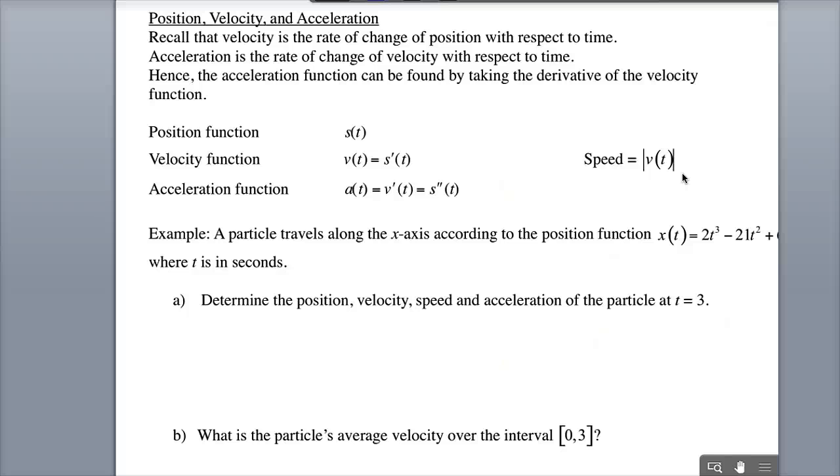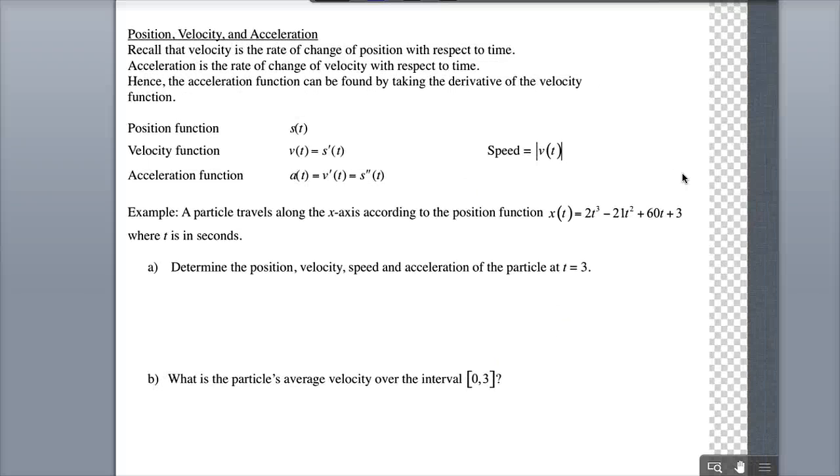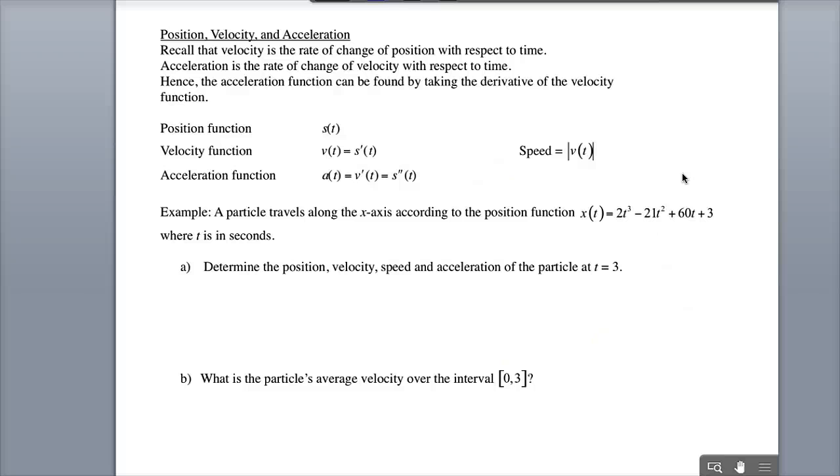So let's say, for example, we'll look at this first one. It says we have a particle and its position function is 2t to the third power minus 21t squared plus 60t plus 3, where t is in seconds. Determine the position, velocity, speed, and acceleration of the particle at t equals 3. So first thing I'm going to do is find the position.